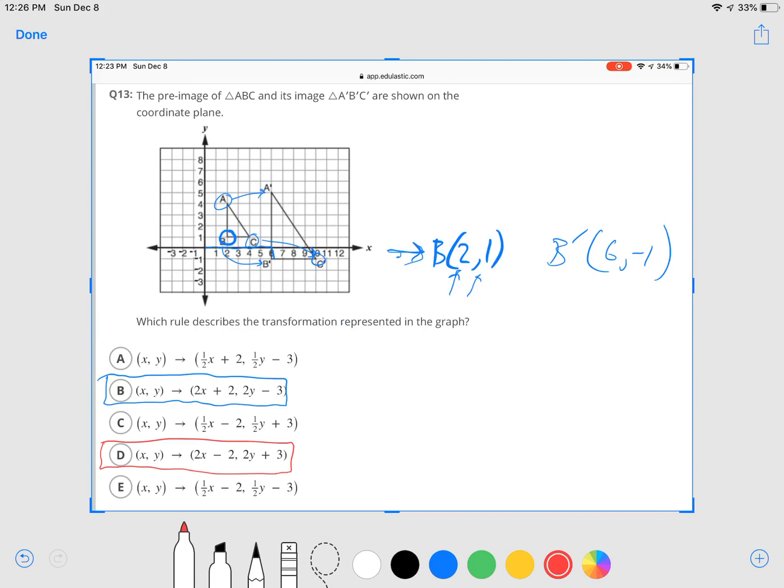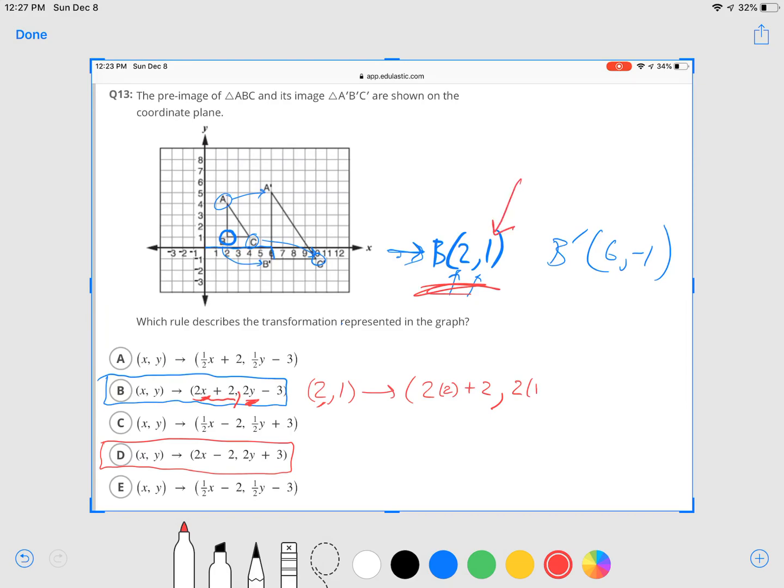Okay, so what do we do? We have to take the coordinates of B, which are 2, 1, and plug them into this transformation rule. Okay, so now it gets a little bit... 2 times x. What is the value of x? X is 2, so we're going to plug that in there. And then it says plus 2, so we're going to do plus 2. And then comma, 2 times y. What's y? The y value of B was 1.